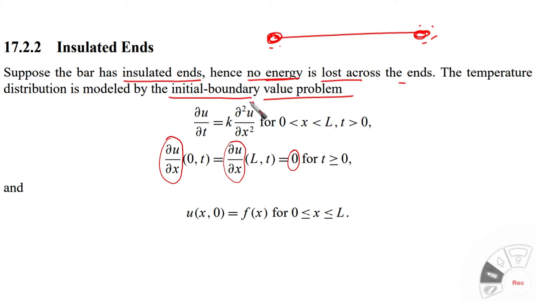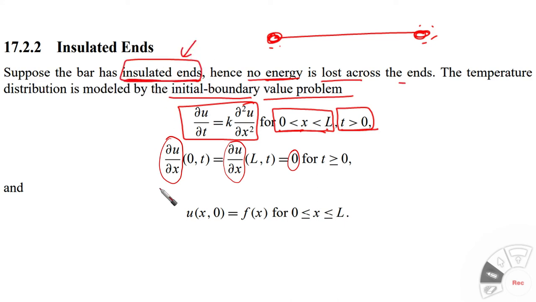As we can see, this is the heat equation. This is valid for everything between 0 and L for x and for any time. Then insulated ends means that partial u partial x at x equal to 0 at any time t should equal 0, right? And for the right end, partial u partial x, the heat flow, at x equal to L at any time t should also equal 0. This is the meaning of the insulated ends in a mathematical form.